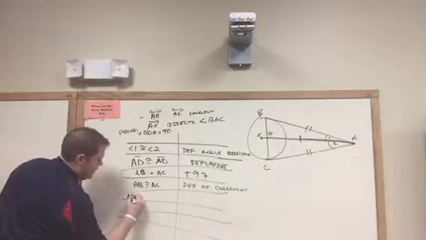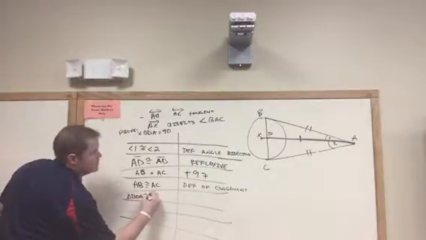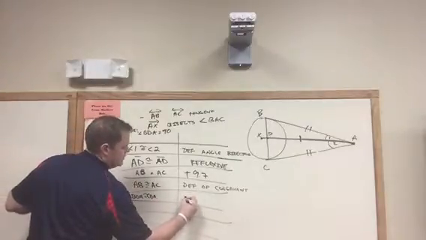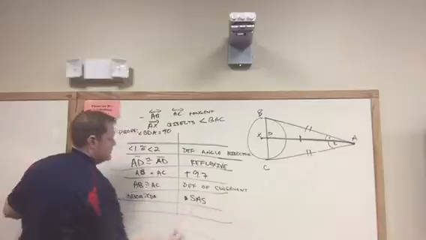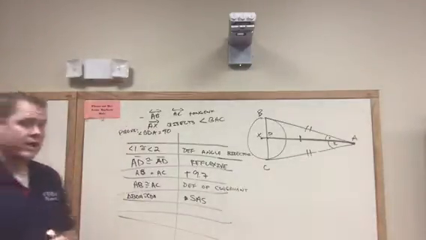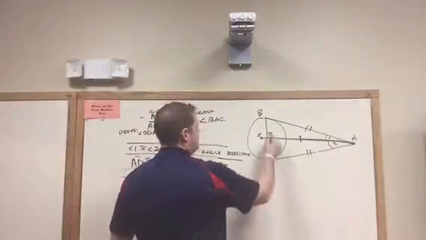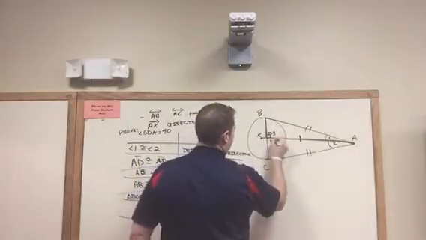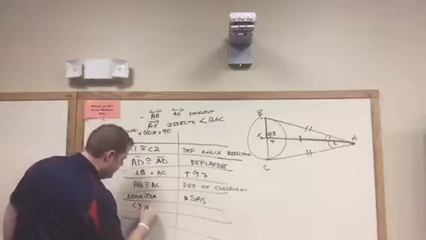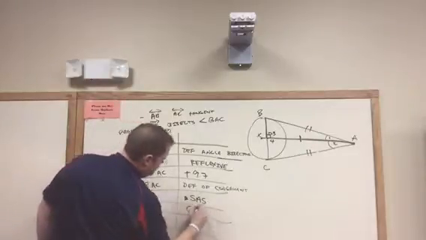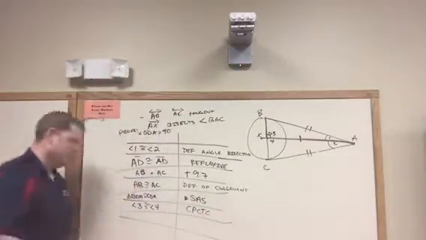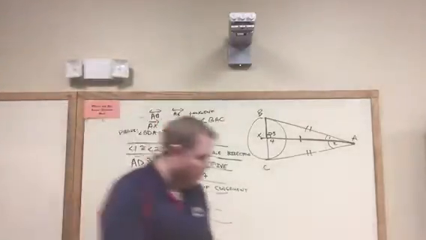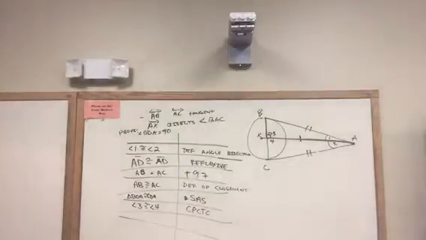Triangle BDA is congruent to CDA. Why? Side, angle, side. So, if my triangles are congruent, what do I know about? Let's make these 3 and 4. Angle 3 is congruent to angle 4, CPCTC. Good job. CPCTC.